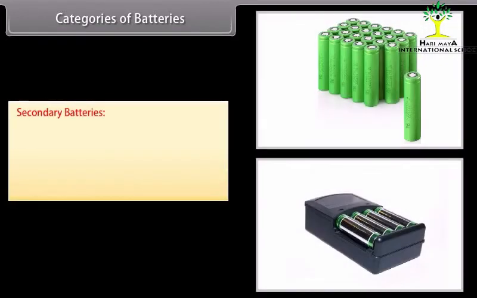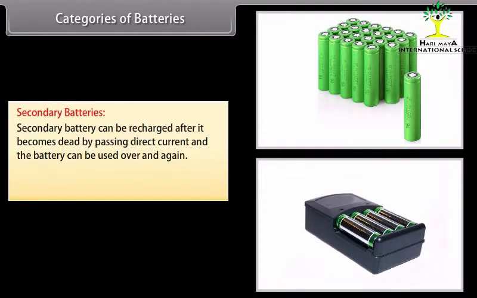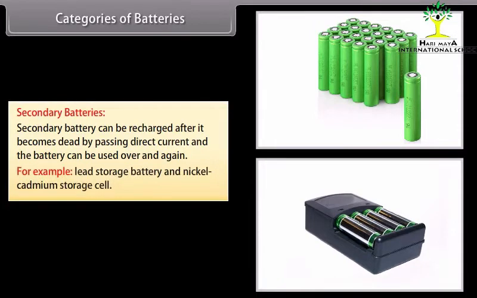Secondary batteries. A secondary battery can be recharged after it becomes dead by passing direct current, and the battery can be used over and again. For example, lead storage battery and nickel-cadmium storage cell.